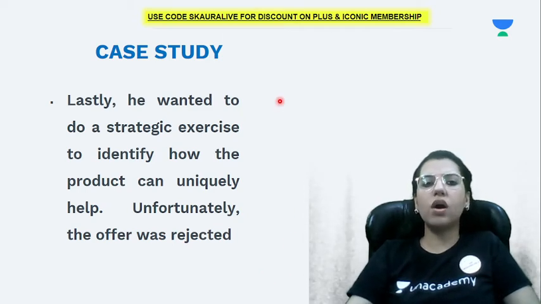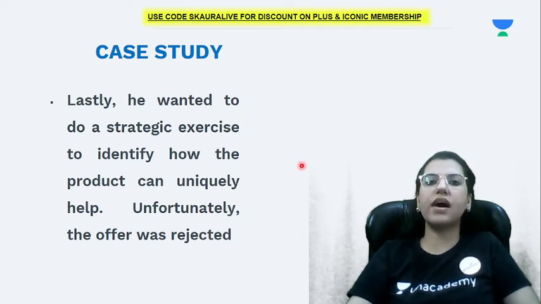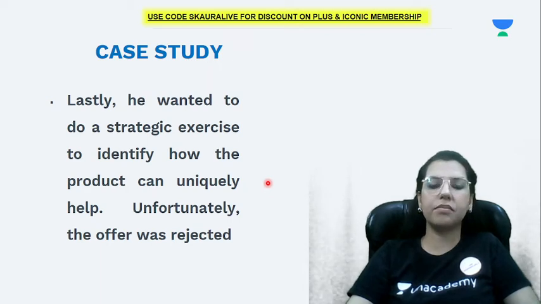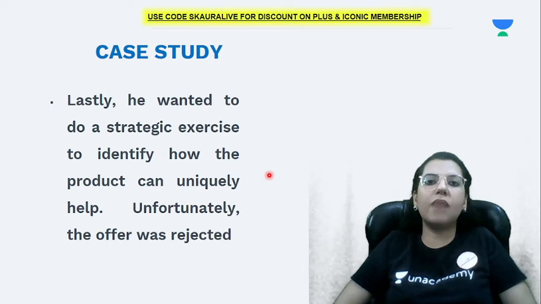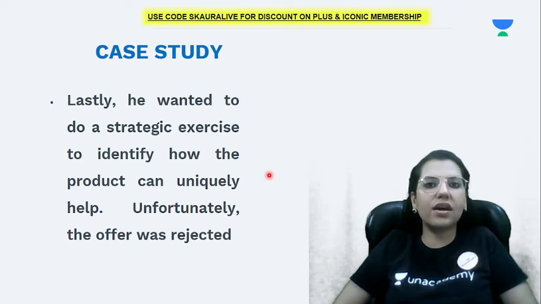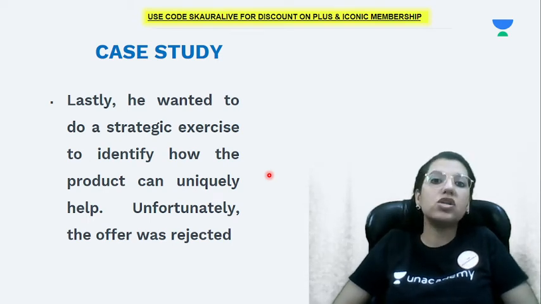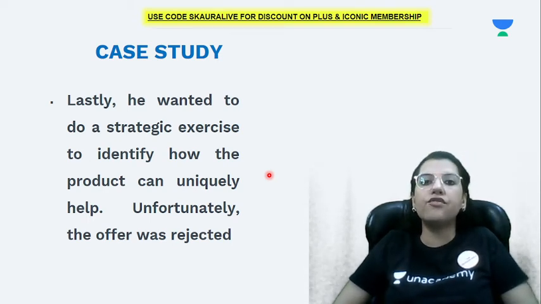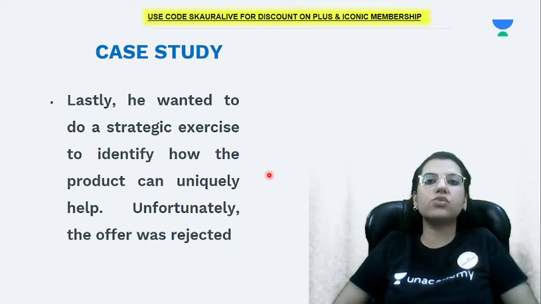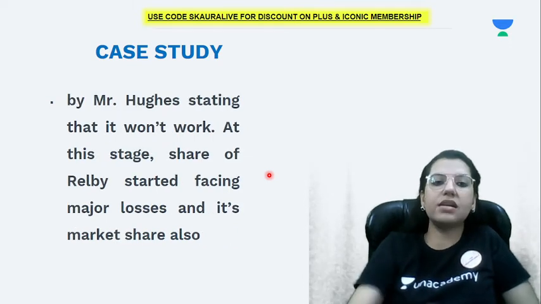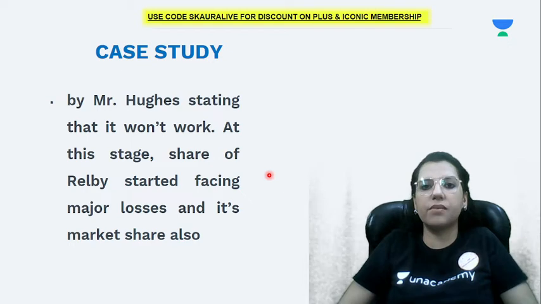Then he wanted to do a strategic exercise to identify how the product can uniquely help. In the sense, he was taking the help of several marketing campaigns. He wanted to run these ad campaigns, marketing campaigns, sales campaigns to generate revenue for the brand that he has recently diversified. But unfortunately, his request was turned down. It was rejected by the owner, Mr. Hughes. He stated that it's not going to work.